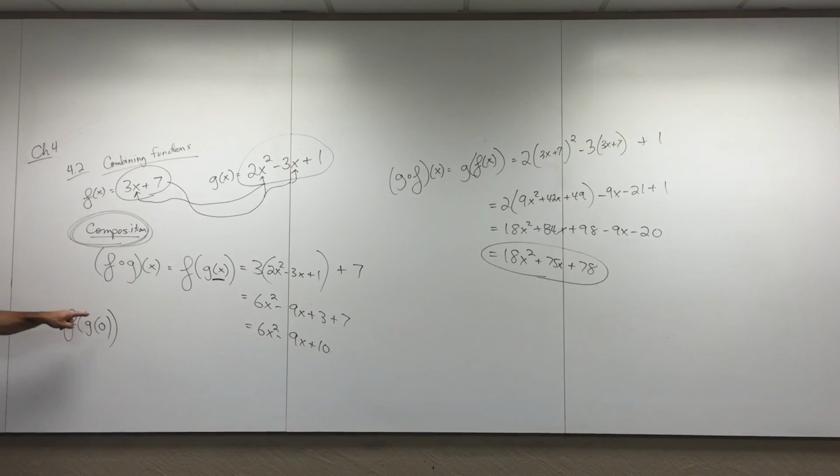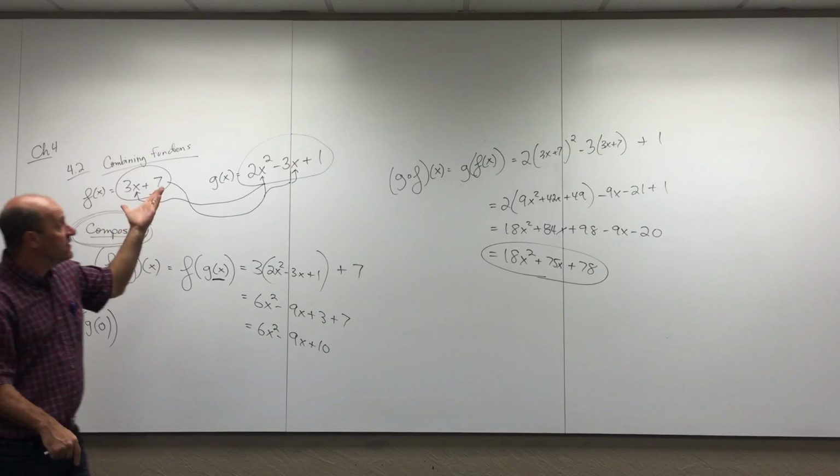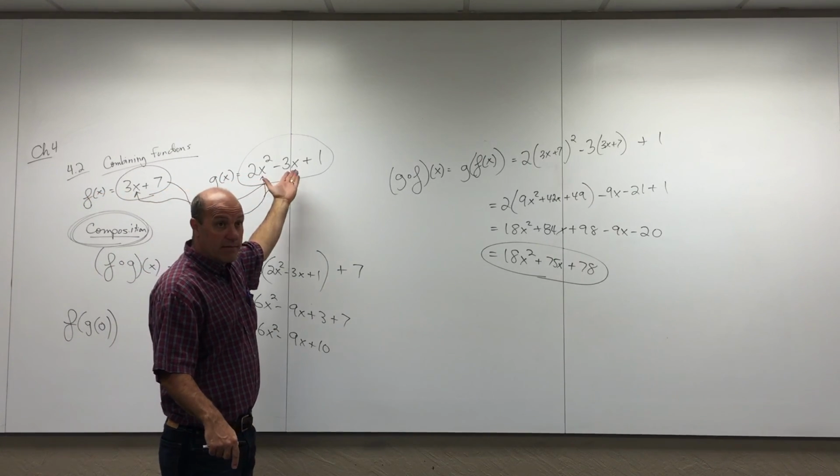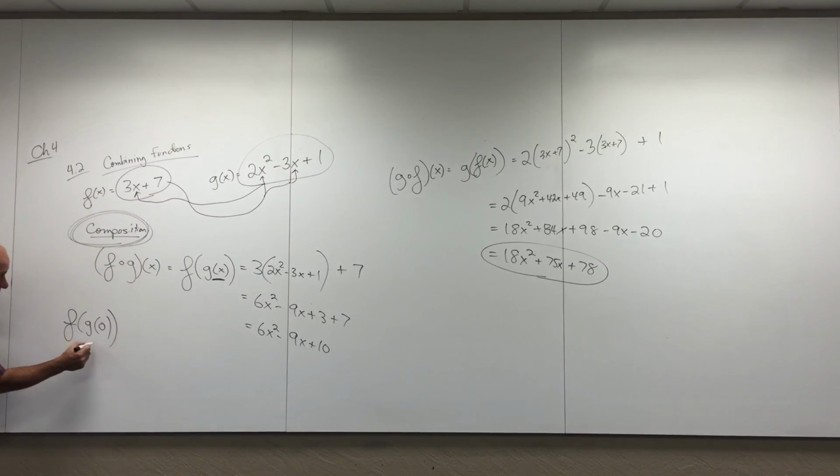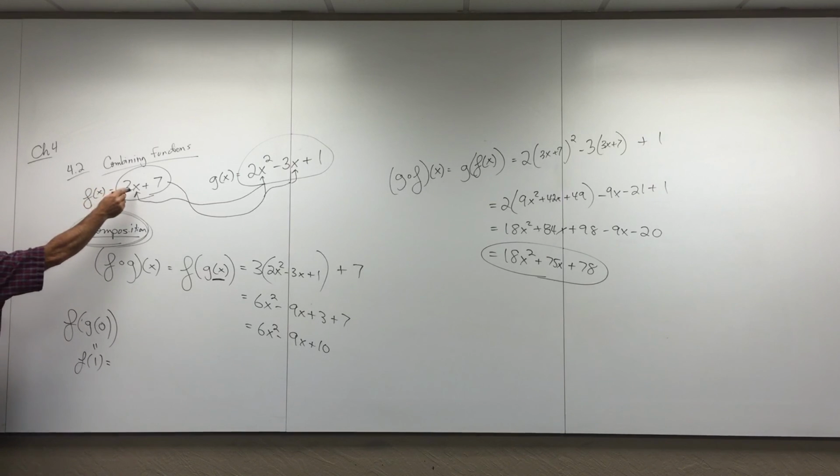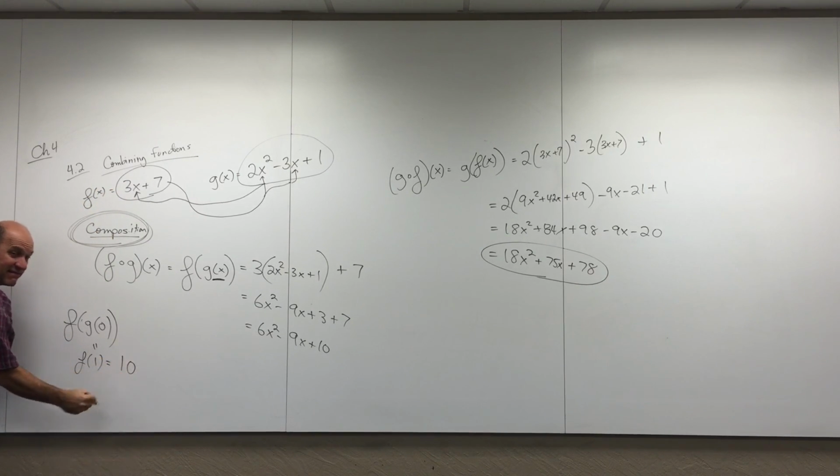Let's try it. If you plug a 0 into g, it's easy. You plug a 0 into g and you get 1. So the output here is a 1. And now what do I do with that 1? I plug it into F. 1 times 3 plus 7, the answer is 10. It's a little two-step problem. It's composition.